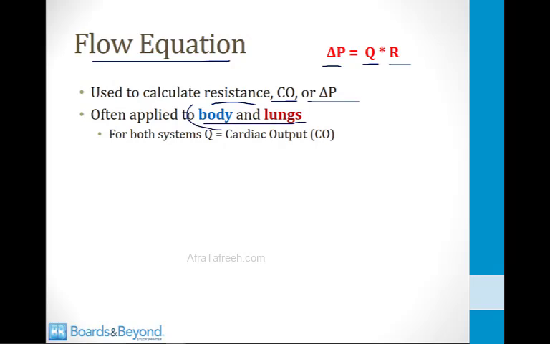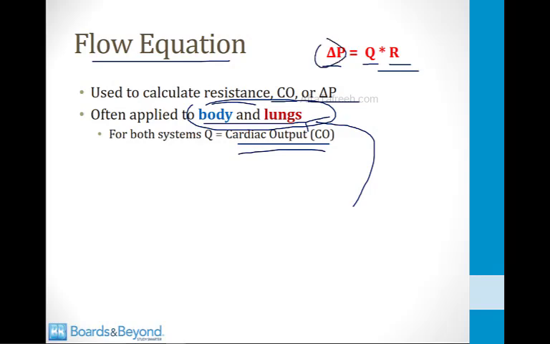And the reason it's so often applied to these two systems is because for both of these systems, Q is the cardiac output. The entire cardiac output goes through the lungs, and obviously the entire cardiac output goes through the body as a whole. So we can use the flow equation to estimate cardiac output, or if we know the cardiac output, we can use the flow equation to estimate what the pressure change or the resistance is.